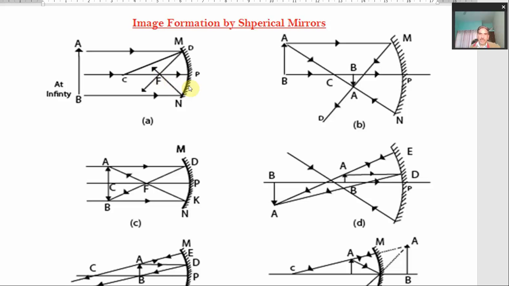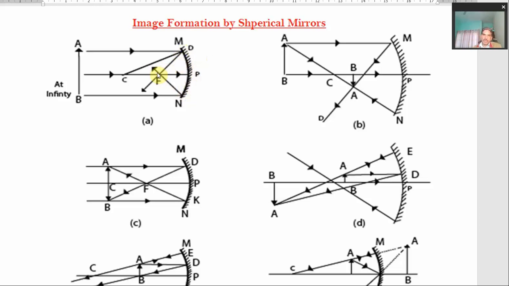So it is very simple to decide whether the image is real or virtual from the mirror: whenever the image is formed on the same side of the mirror, towards the reflecting surface, the image will be a real image. Or in other words, we can see that this image can be taken on a screen.